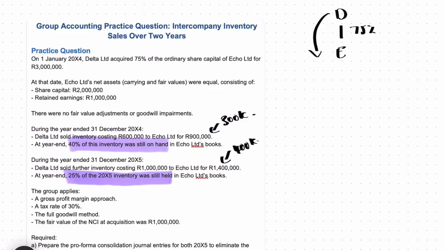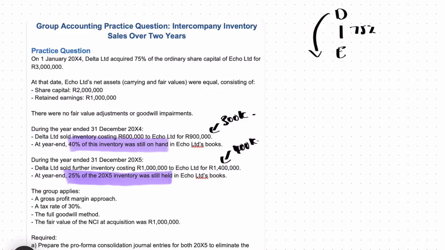So the group is applying the gross profit margin approach. The tax rate is 30%. They're using the full goodwill method, and the fair value of the NCI acquisition is 1 million. So all we have to do is the pro forma consolidation journal entries for 20x5 to eliminate the unrealized profit and account for the deferred tax effects as well.